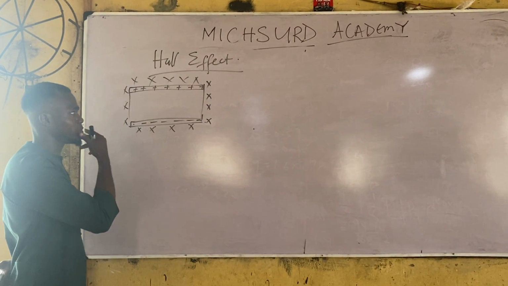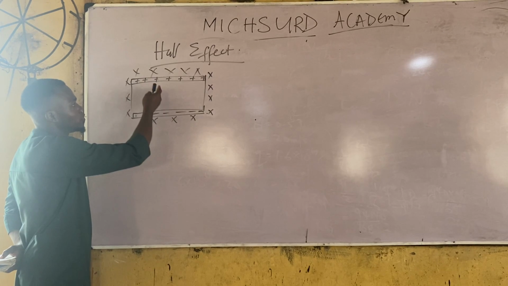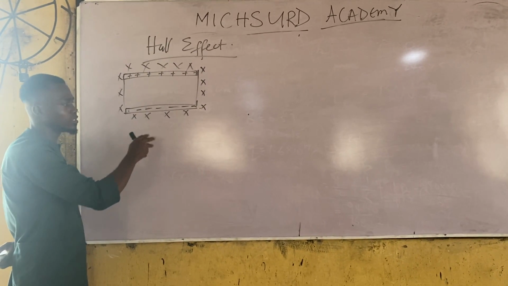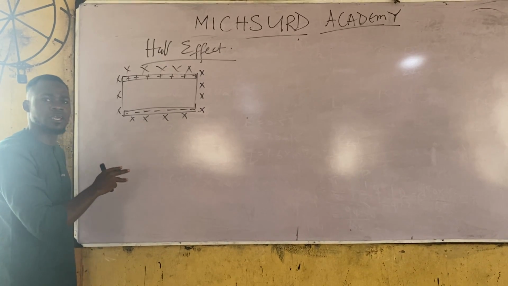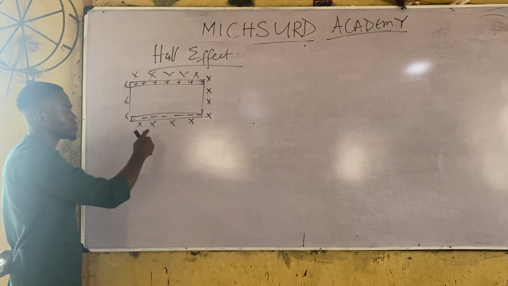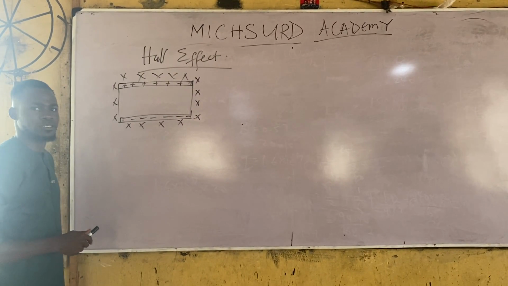So in this experiment, what he did was to place two conductors with different charges. The first charge here is a positive charge, the next charge is a negative charge. Now it is placed in a magnetic field. So these are designed to show that it's surrounded by a magnetic field.